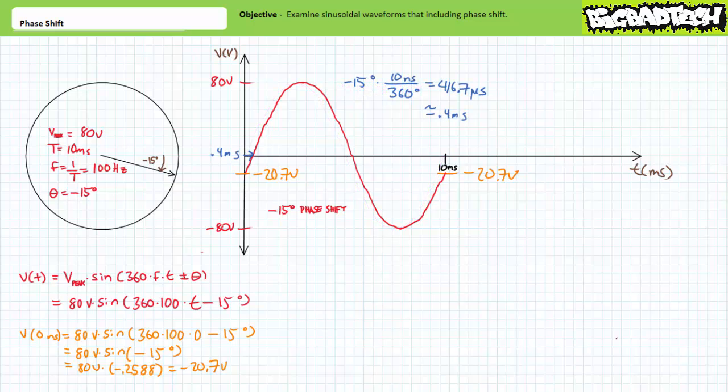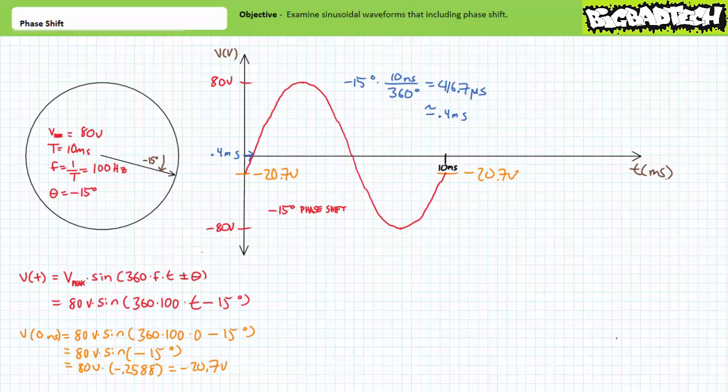Again, given we can convert between degrees and time, you'll note that the negative 15 degree phase shift can also be measured in units of time. Given the sine wave with a period of 10 milliseconds, one could perform a unit conversion to find that negative 15 degree phase shift is roughly equivalent to 416.7 microseconds, meaning its zero crossing going positive is 416.7 microseconds, or roughly 0.4 milliseconds behind or delayed with respect to our start time for the analysis.